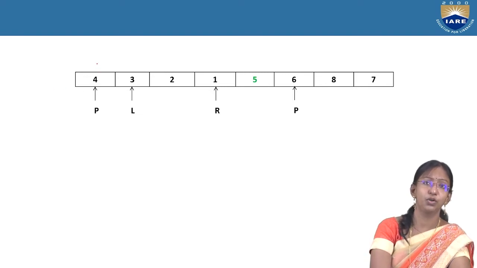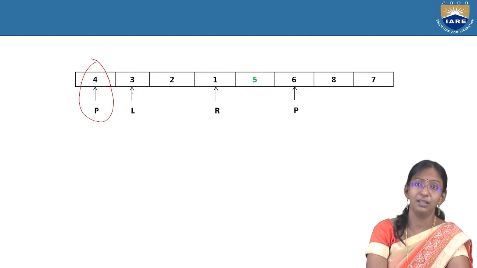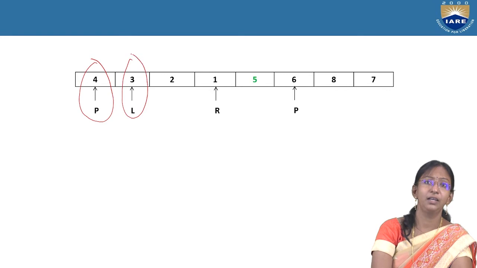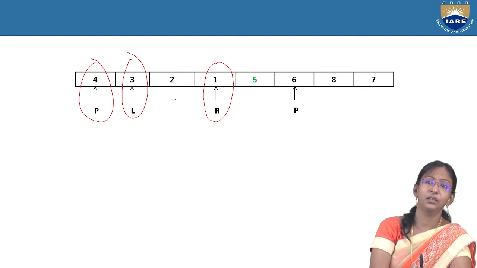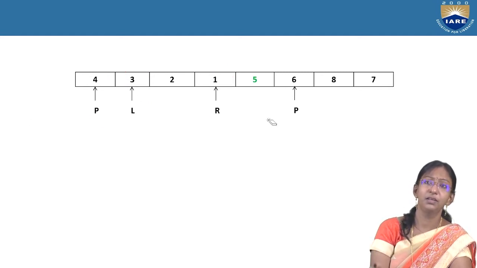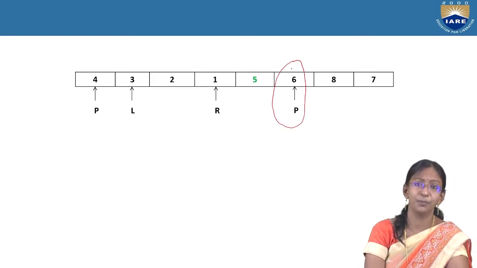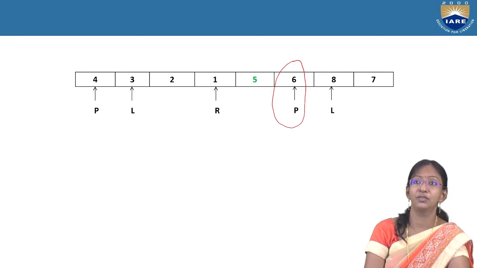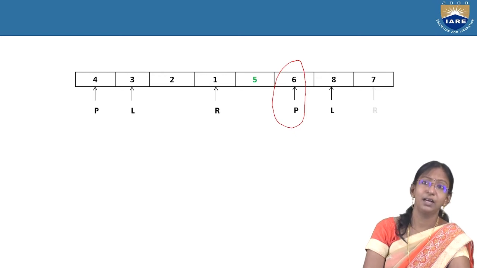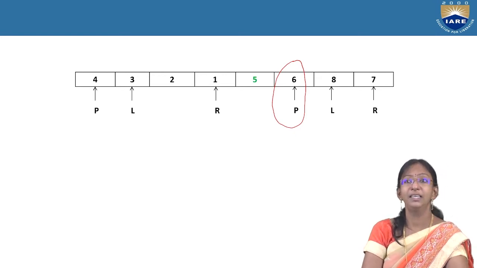Now pivot is pointing to the first element, which is 4. Left is pointing to the very next element of the pivot, and right is pointing to the highest index in the left sublist. Coming to the right sublist, pivot is pointing to its lowest index value, which is 6. Then left is going to point to its next index value, which is 8, and right is pointing to the highest index value where the element 7 is present.